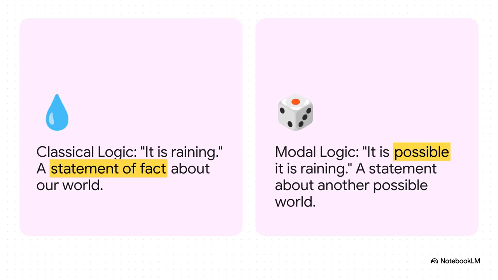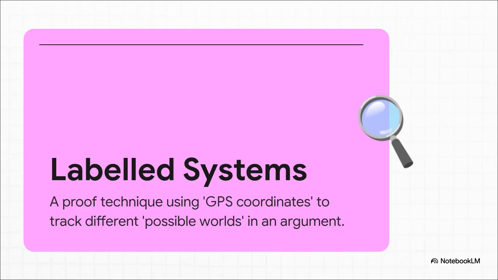It lets us say, it is possible that it is raining. That one little word unlocks a whole new dimension of reasoning. So how in the world do you keep all these different possibilities straight? It could get confusing fast, right?